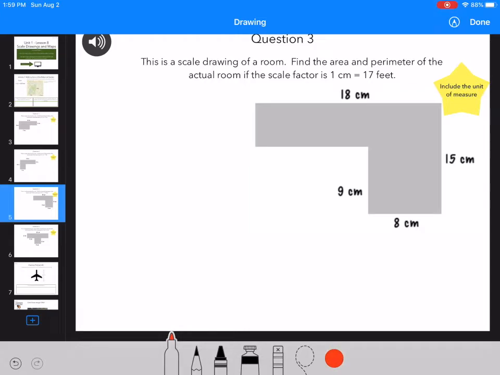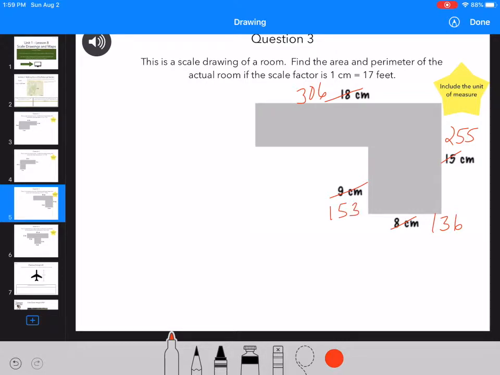To convert these to 17s. So 18 times 17 is 306. 15 times 17 is 255. 8 times 17 is 136. And then 9 times 17 is 153.